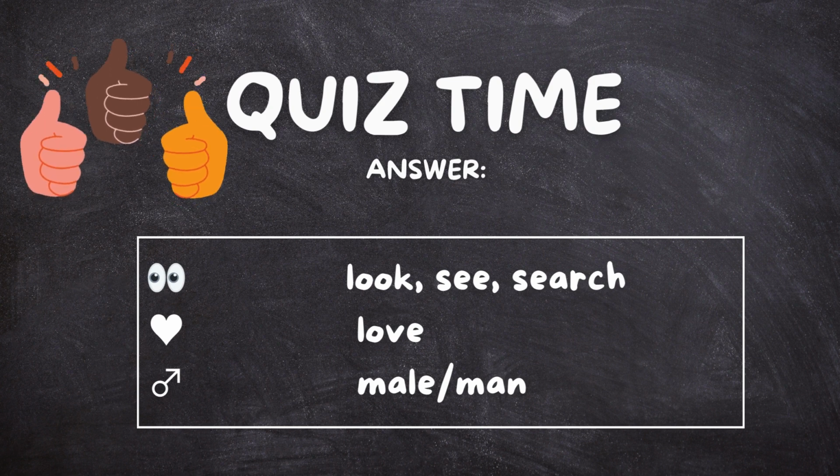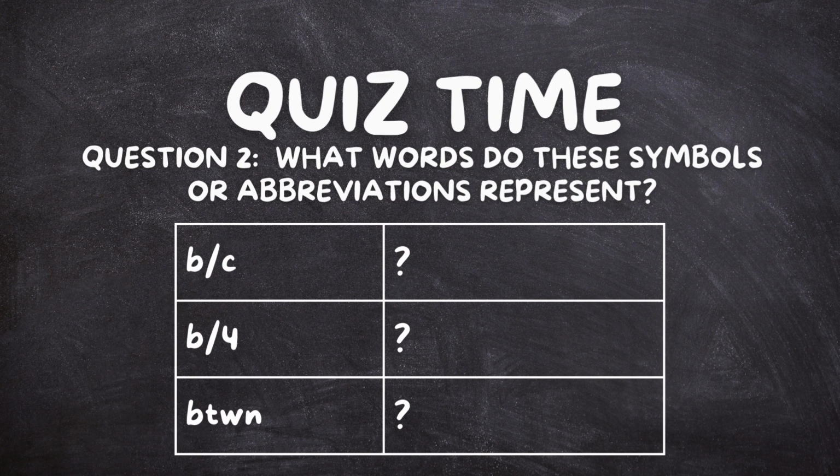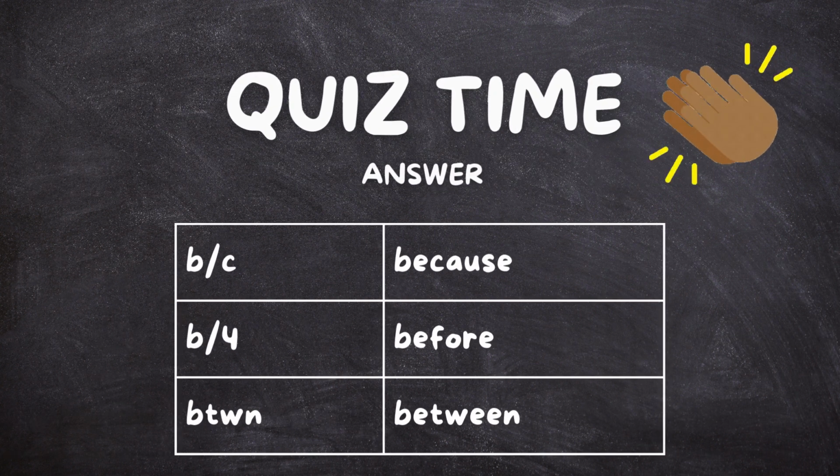All right, let's test your knowledge one more time. What words do these symbols or abbreviations represent? You have 3 seconds to answer. 1, 2, 3. Did you say because, before, and between? All right, you are catching on.